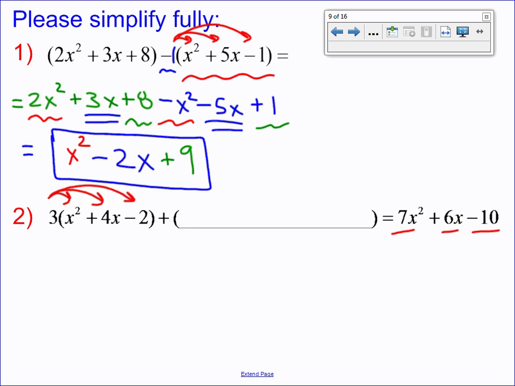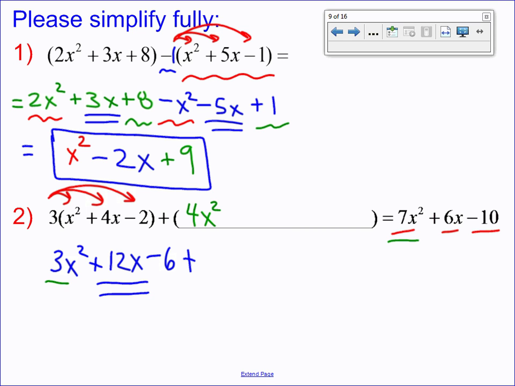In the first polynomial, we get 3x squared plus 12x minus 6. And now I need to figure out what we need to add to this in order to get to 7x squared. Well, 3x squared plus how many x squareds equal 7x squared? We need 4 more x squareds, so that 3x squared plus 4x squared equals my 7x squared. What about our x terms?